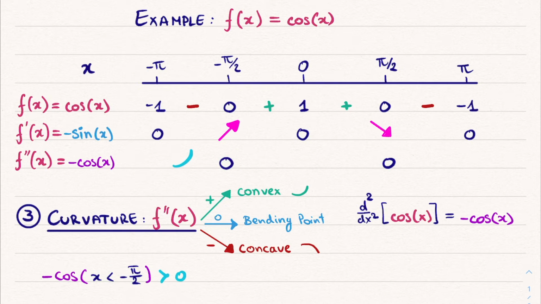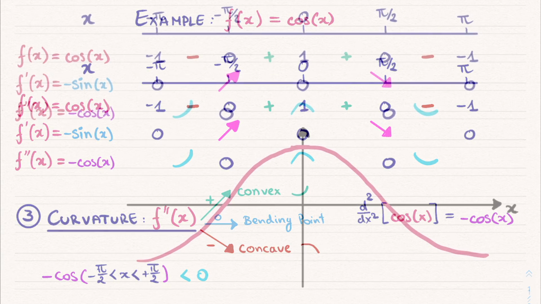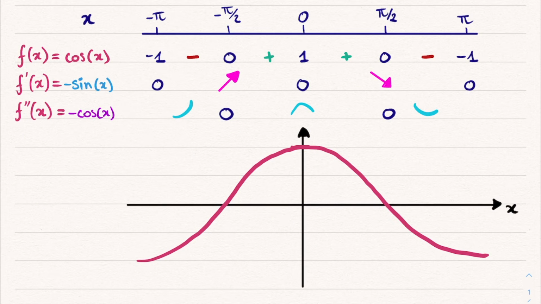For x smaller than minus pi over 2, minus the cosine is a positive number, and thus the function here will be convex. And likewise for values larger than plus pi over 2. Between these two boundaries, the second derivative will be negative, and thus the function itself will be concave in this interval. Now we can compare what we have found with the actual function of the cosine of x.